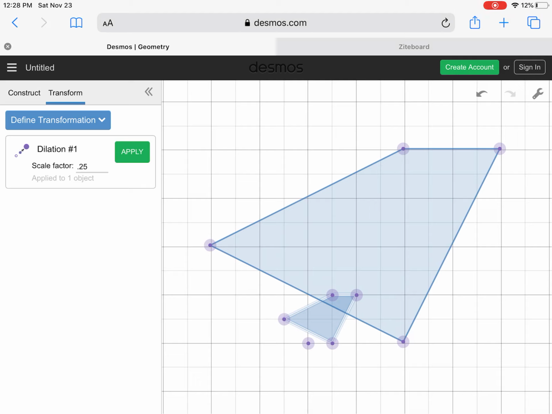Okay, so that's dilations, both expanding and contracting, and that should set us up for some problems in class. So I'll see you then.